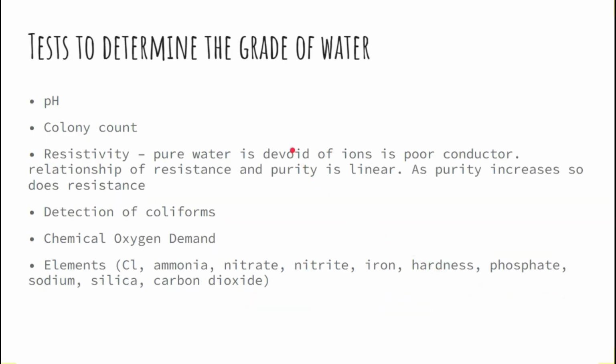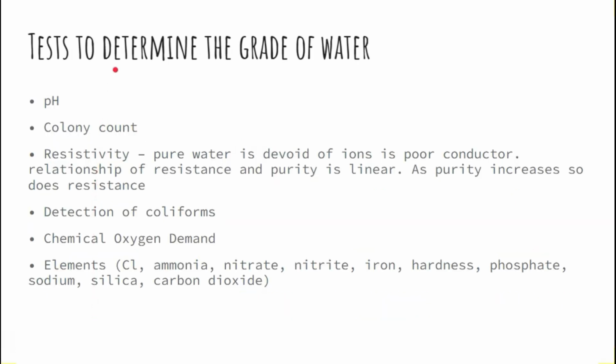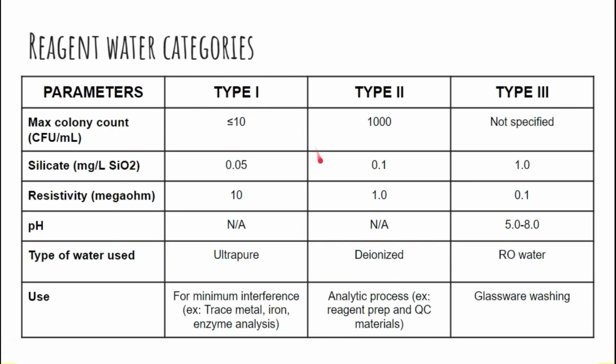Okay, so ito pong next slide natin, it is just a summary of the test parameters here in the table. Like yung pH nga natin, the colony count, ang pinaka-konti nga again is ang pinaka-pure, si type 1. Resistivity again, the more resistant, the more pure. Pinaka-pure si type 1, so siya ang pinakamataas na resistivity. Detection of coliforms of bacteria, chemical oxygen demand, as well as different kinds of elements like yung presence nga po ng silicate doon sa ating types 1, 2, and 3 na ang may pinaka-konting contaminant na silicate is si type 1 once again.